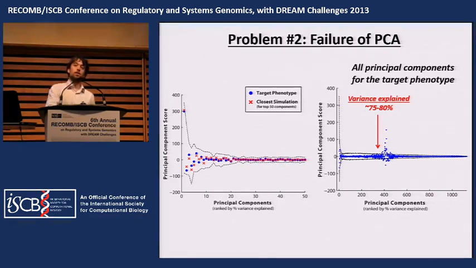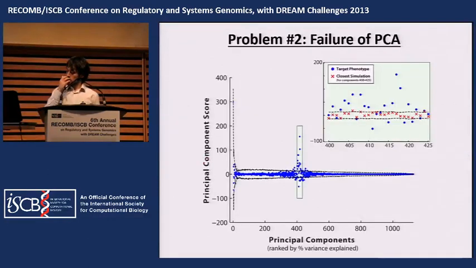of this cell's phenotype. This is a blow-up of that section showing the target solution in blue and the closest simulation that I had for components 400 to 425. So in all 1,100 simulations I ran, I never found anything that really replicated this interesting pattern here.